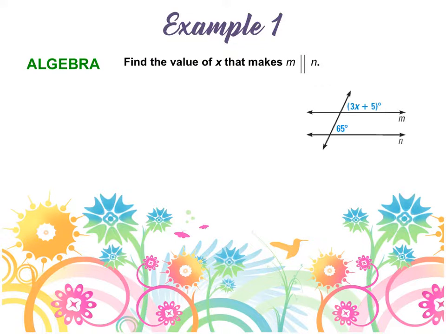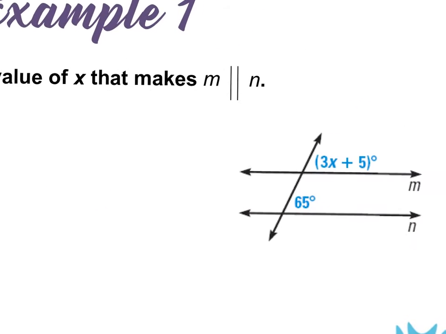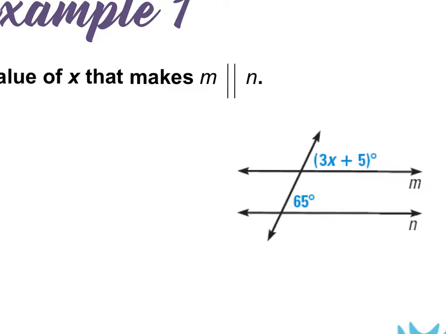Okay, so let's try some examples. This one says find the value of x that makes m parallel to n. So notice that this diagram is not marked that m is parallel to n, right? It's saying what value of x would make m parallel to n. So if they were parallel, what would be true about those blue angles? What's true about this one and this one? They're corresponding, and if those lines were parallel, they would be congruent.